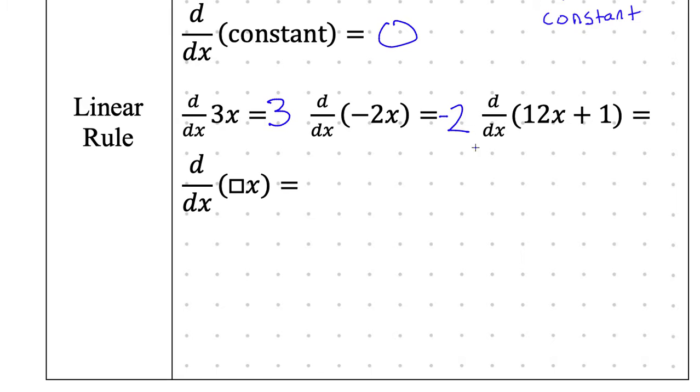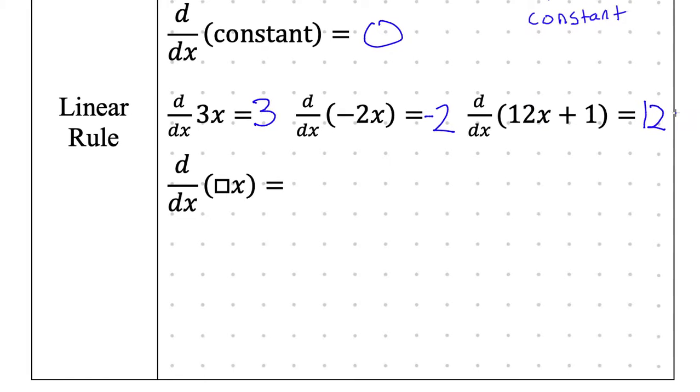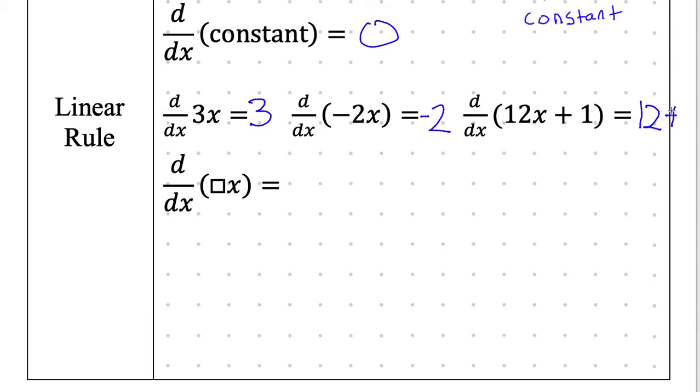What about this one? It's 12 plus 0 is actually the answer. Do you have to include the plus 0? No, you do not. I'm writing that because it makes more sense. But the answer is 12. And then derivative of box x is box. Yeah, there it is. There's the linear rule. Just take the coefficient. So far, so good? Oh, we're doing calculus. This is easy. You don't know why it works, but you know how to do it.